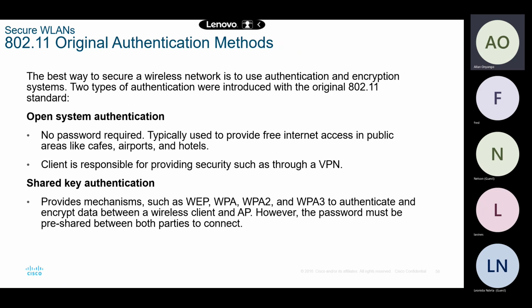Now, in terms of authentication methods, we do have two authentication methods. The best one is always to use authentication and encryption systems. But we do have two methods. The first one is called open system authentication. This method is mostly used in hotels, airports, cyber cafes, or even cafes. These are wireless networks without any password, and they are typically used to provide free internet access in public areas.